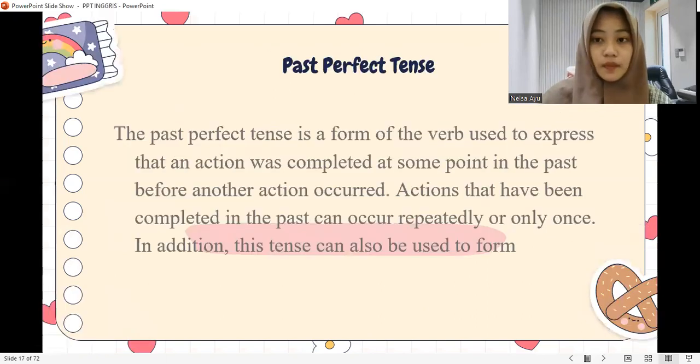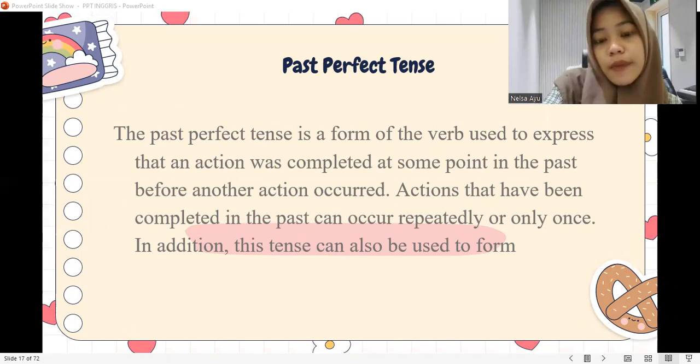Next, past perfect tense. The past perfect tense is a form of the verb used to express that an action was completed at some point in the past before another action occurred.